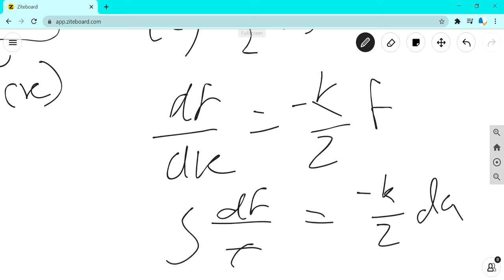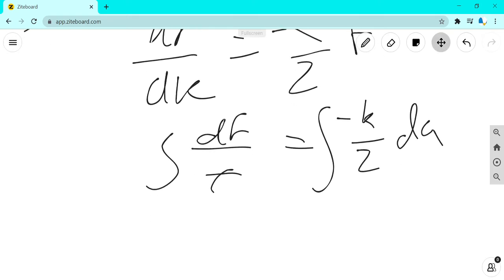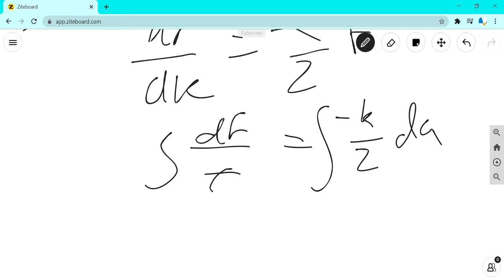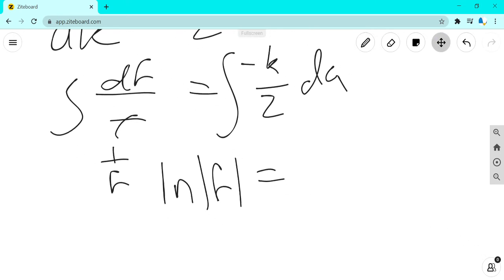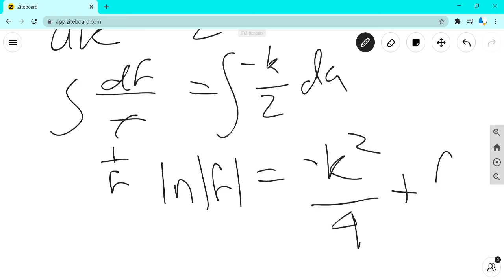Now, you can integrate both of these. Because this df is basically acting as the dx, the rest is 1 over f. So this is just ln of the absolute value of f, and the integral of the right side is basically just the regular x to the n rule. You're going to get negative k squared over 4 plus c.